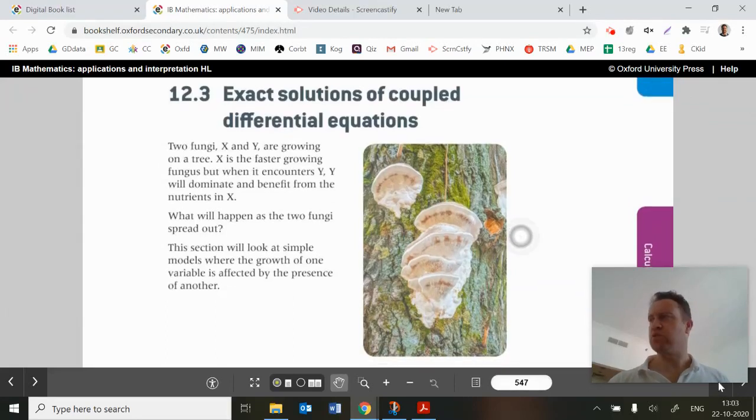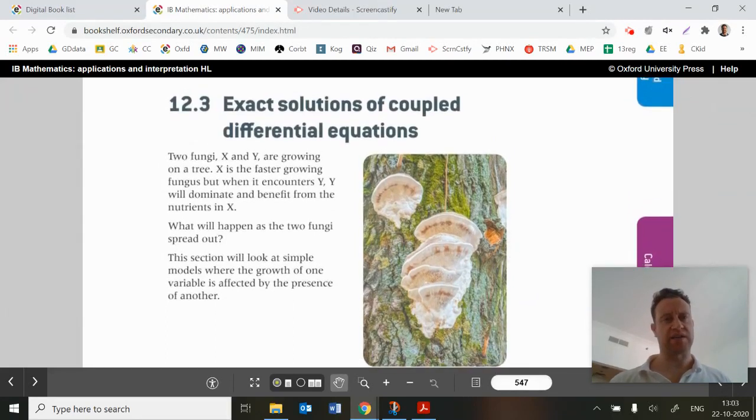Hi there guys, this is 12F now. We're talking about exact solutions of coupled differential equations.